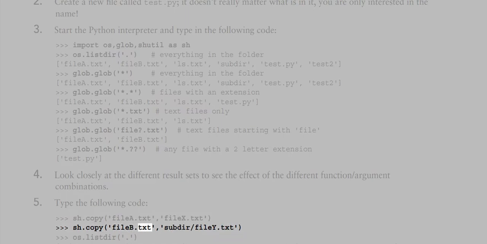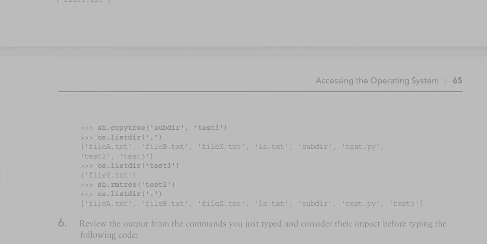4. Look closely at the different result sets to see the effect of the different function/argument combinations. 5. Type the following code. sh.copy file a.txt, file x.txt, sh.copy file b.txt, subdir/file y.txt, os.listdir. File a.txt, file b.txt, file x.txt, ls.txt, subdir, test.py, test2. os.listdir subdir: file y.txt.